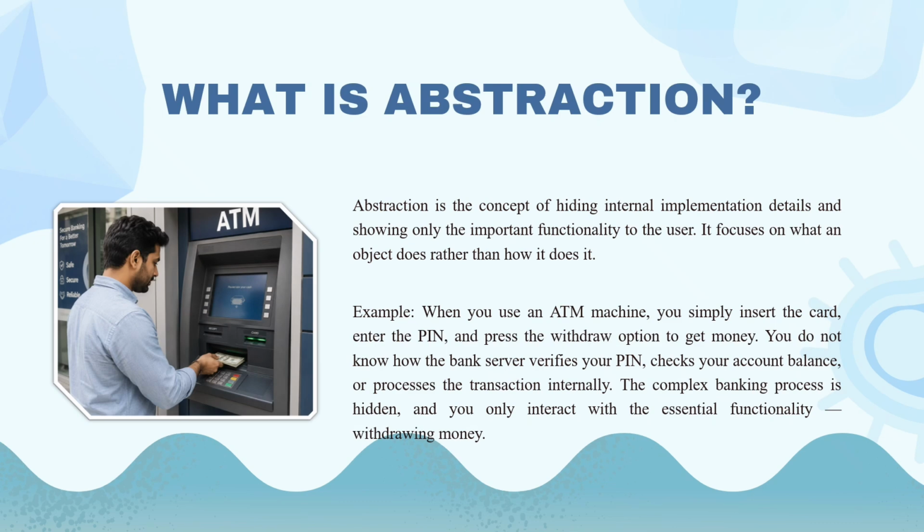Here, the ATM is the object. As a user, you only know the external functionality that the ATM gives you money. But internally, many processes are happening, like the ATM verifies your PIN, checks your account balance, processes the transaction, and connects with the bank server too. These complex internal implementations are hidden from the user. You only interact with the essential functionality, which is withdrawing the money. This is all about abstraction. So, the main idea of abstraction is we only know the functionality of the object, but we do not know the internal implementation behind it.